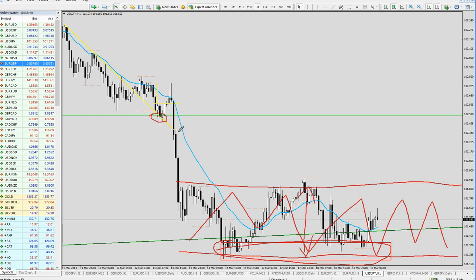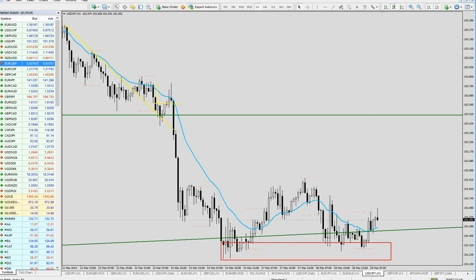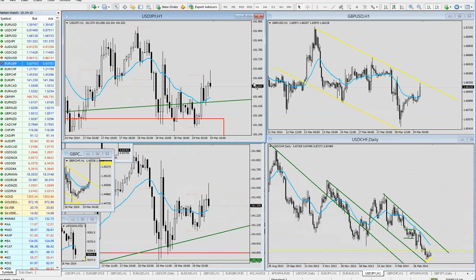But the thing is that on hourly we have this gap here, so the buyers definitely have to be careful, right? Or a break down with a tight stop, pullback and continuation, right? So let's see what's going to happen with dollar yen.